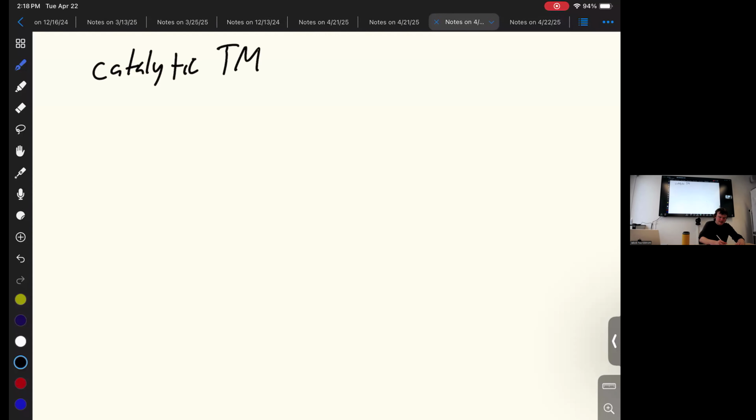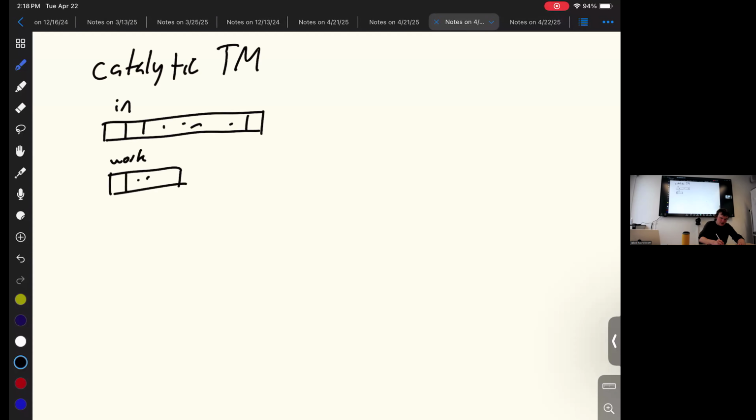And they came up with a catalytic Turing machine. So in the classic Turing machine model, we've got an input tape, which is read-only. You have your space-bounded work tape. Think of this as like order log n bits, as it will be for most of this talk. And you have a little output register, maybe 1 bit.